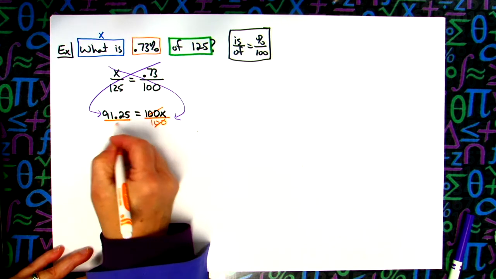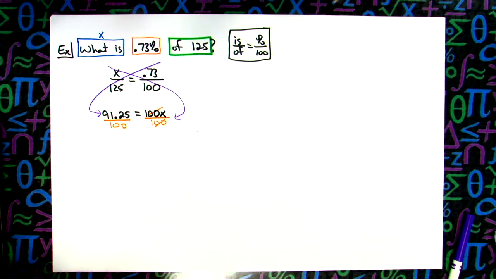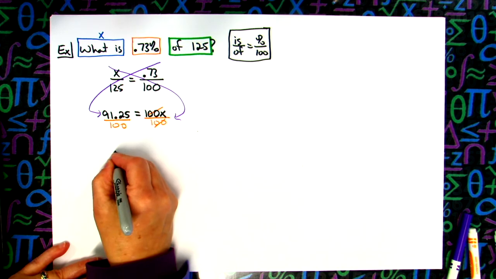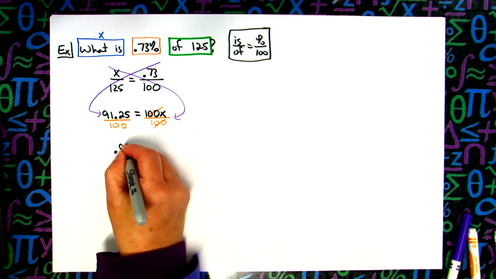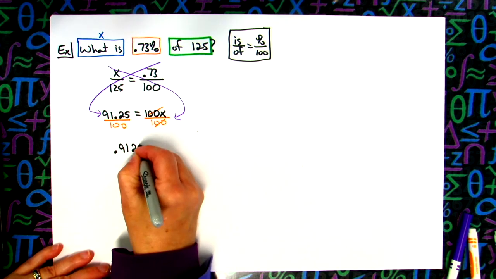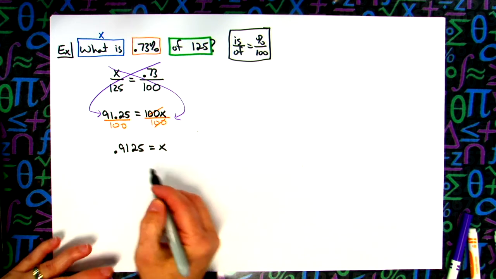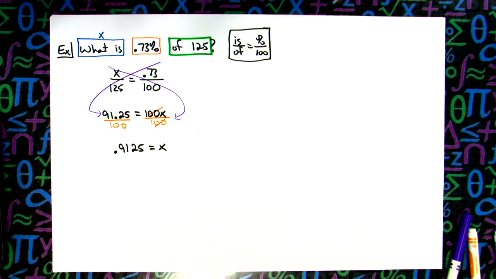Again, you shouldn't need a calculator, but if you did, you could go ahead and use a calculator. It basically is going to move your decimal 2 places to the left. So I'm going to get 0.9125 equals x. All right, now do I have to add a percent sign to this answer? No, because it didn't ask for the percent. The percent was given. So do not just automatically always put a percent after it, because that doesn't make sense.